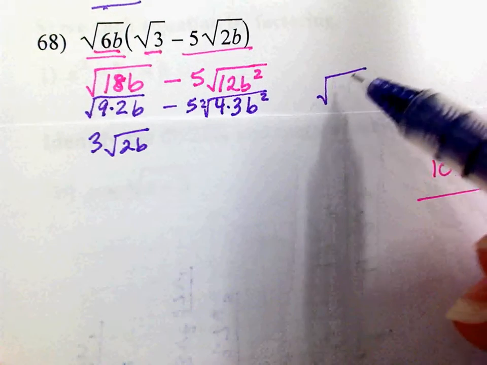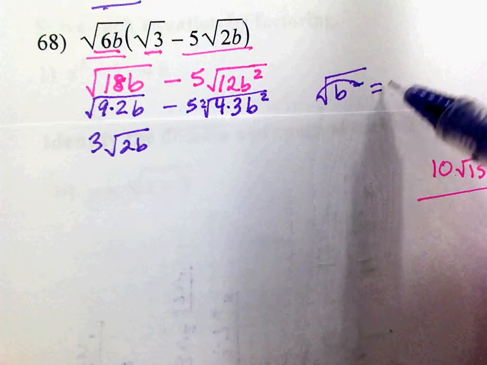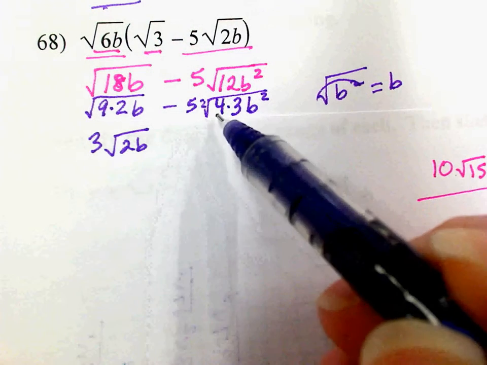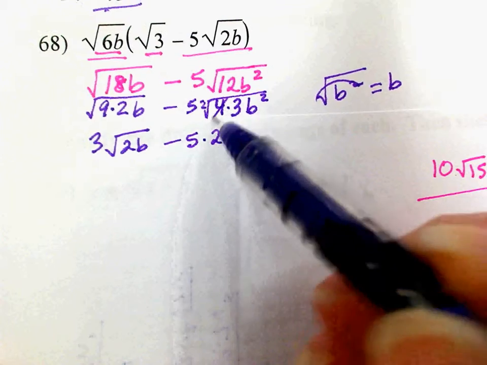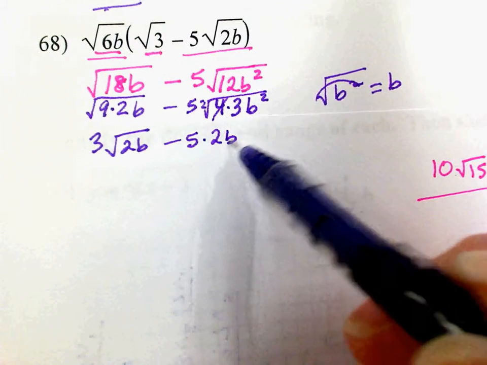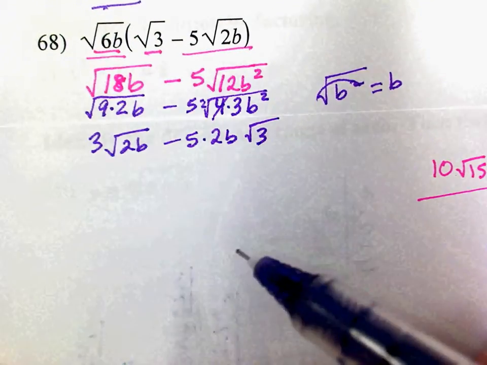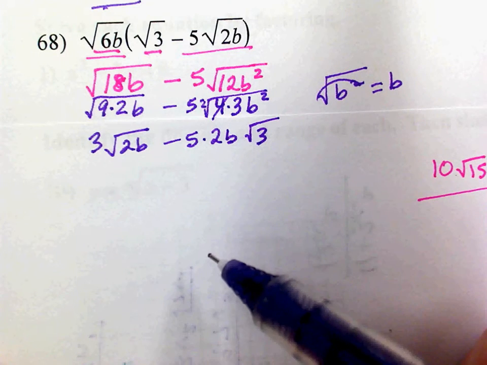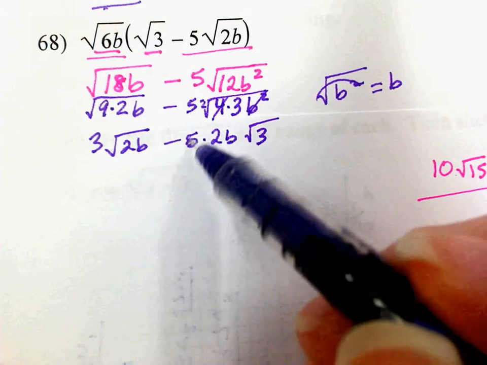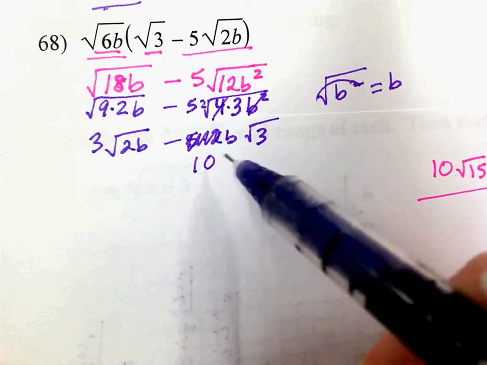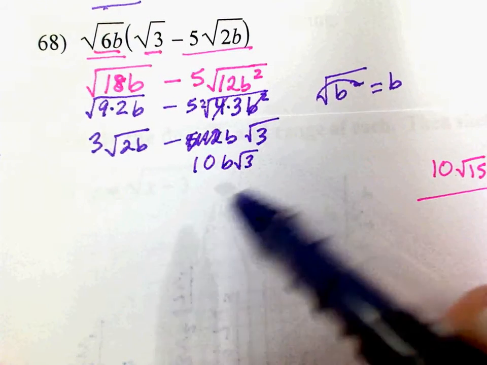So I've got the square root of 4, which is what? 2. The square root of b squared is b, and then I'll leave a 3 on the inside. Yeah? So then, I just simplify that to what? 10. So I've got 10b square roots of 3. Oop, that's a 3. And there we go.